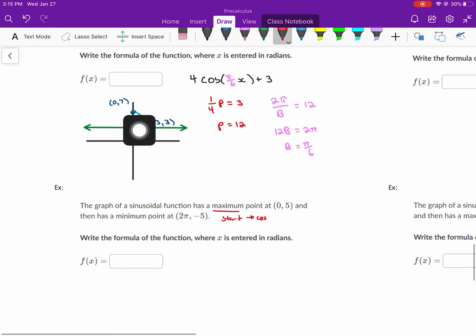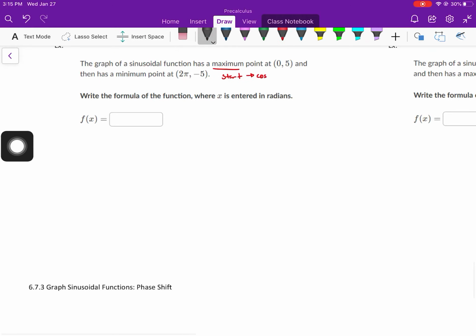And where does that make a difference right here? Remember when we figured out a quarter of the graph? We did a quarter of the period is 3. That's when it makes a difference on this problem. So you got to pay attention to what's given here. This one's kind of the wild card. So 0, 5. That's our start, and then our minimum is at 2 pi, negative 5.